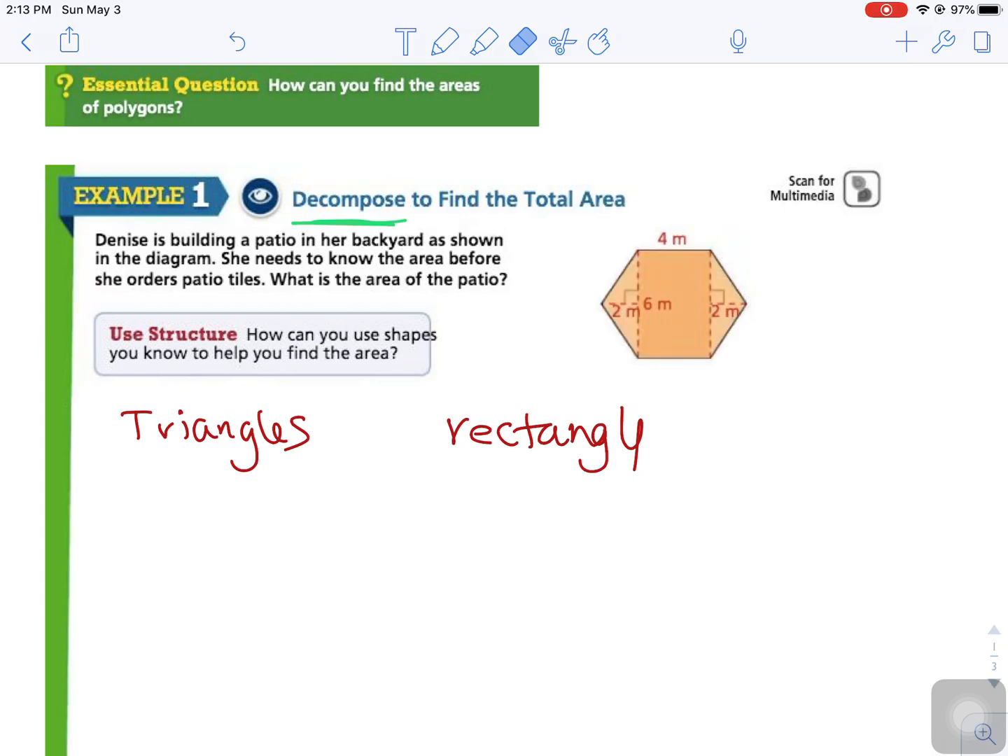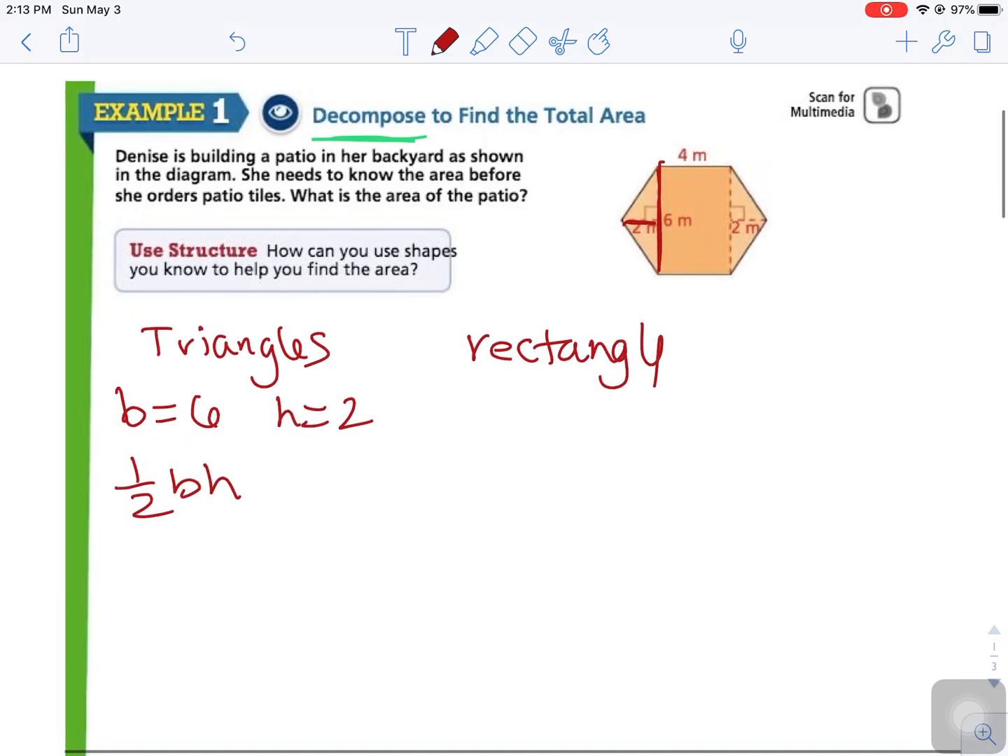So let's start with the triangles. So the base of our triangle is 6, and our height is 2. And remember, to find the area of a triangle, we do 1/2 base times height. So I have 1/2 of my base, which is 6, times my height, which is 2.